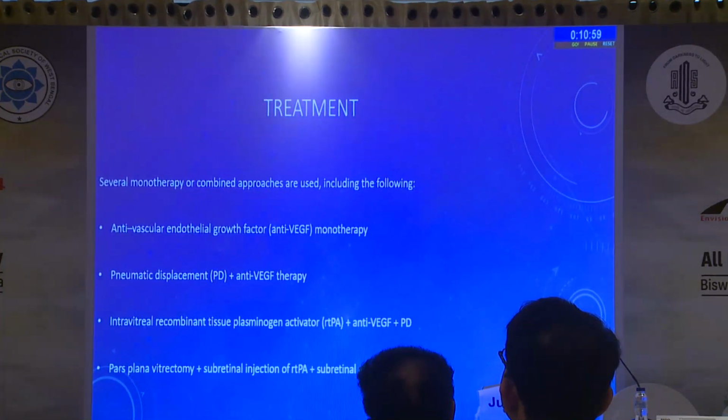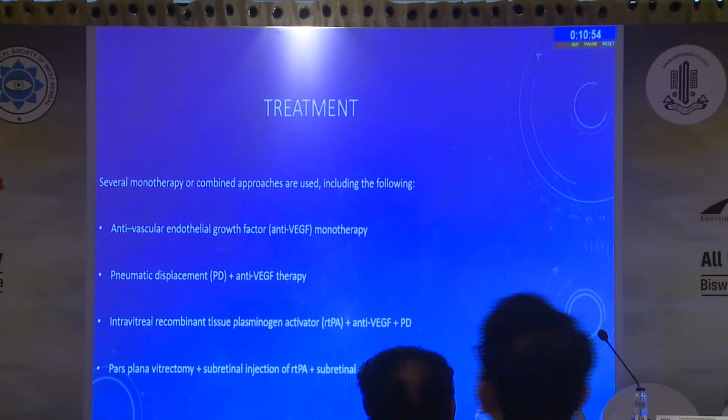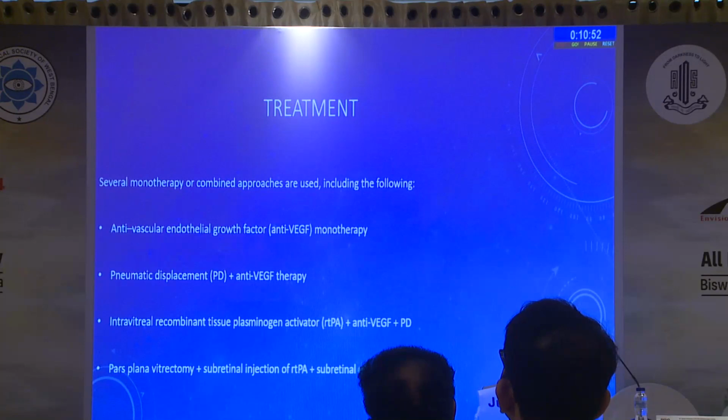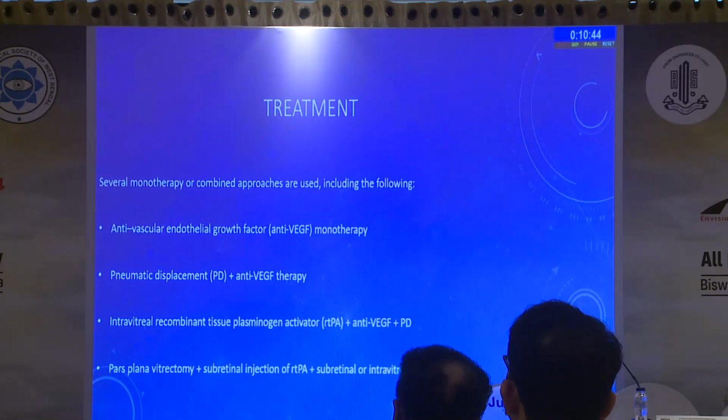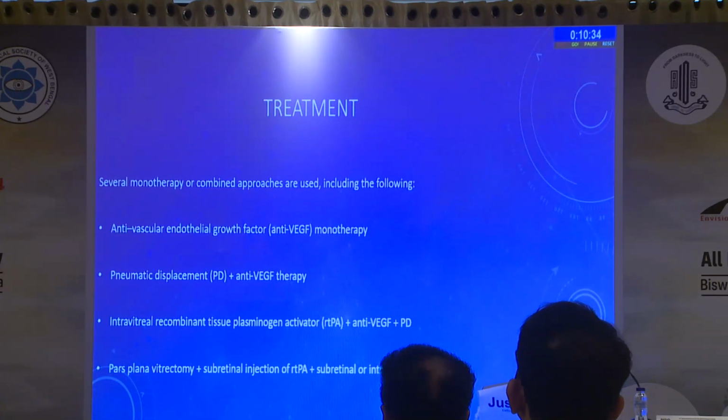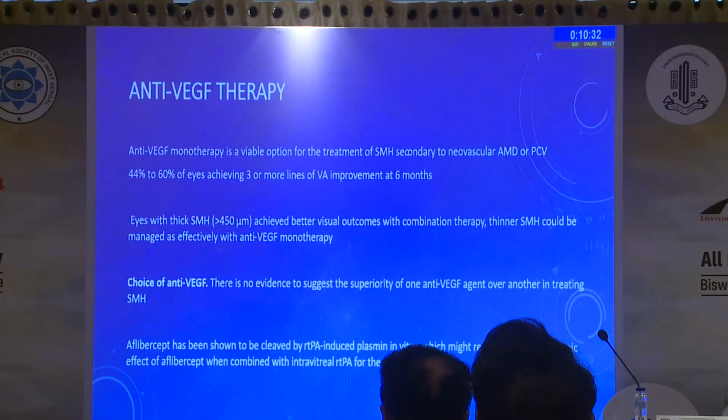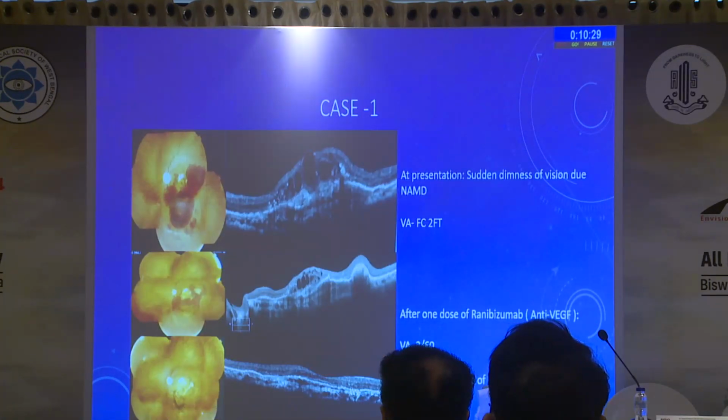Treatment options are many for submacular hemorrhage. Sometimes it can be treated with only anti-VEGF. Other options are pneumatic displacement with anti-VEGF, without anti-VEGF, only C3F8 and anti-VEGF, and tPA with anti-VEGF. And obviously the last is intravitreal tPA and subretinal tPA. So we will go one by one through case scenarios.